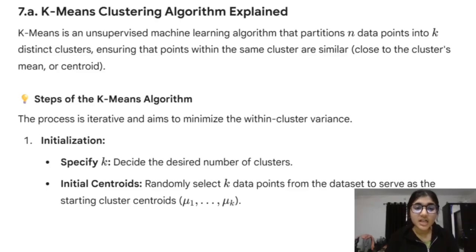The k-means is an unsupervised machine learning algorithm that partitions n data points into k distinct clusters, ensuring that points within the same cluster are similar. The steps for the k-means algorithm are: first, initialization. Specify k, the desired number of clusters, and initialize centroids, that is, randomly select k data points from the dataset to serve as the starting cluster centroids.